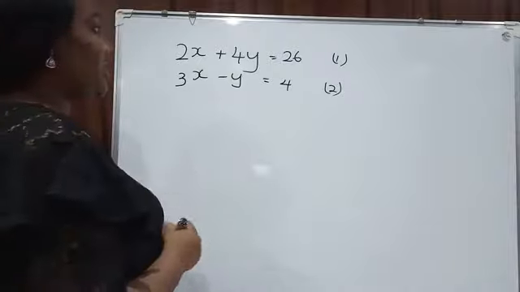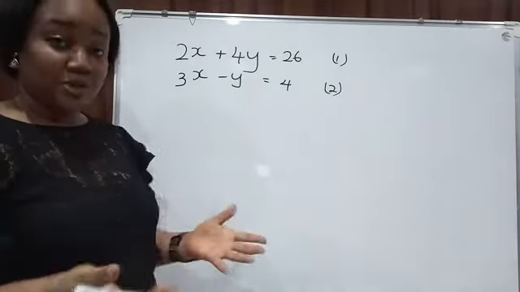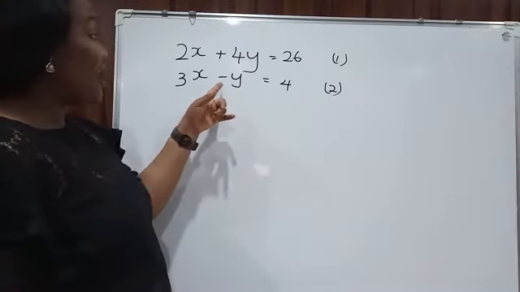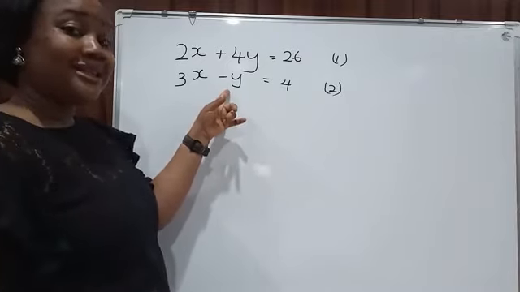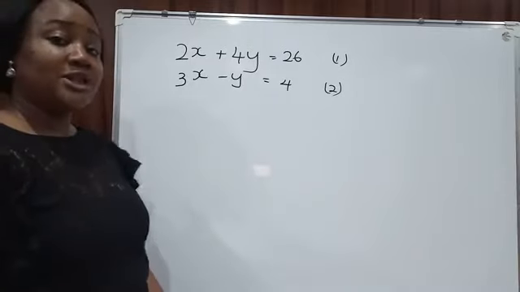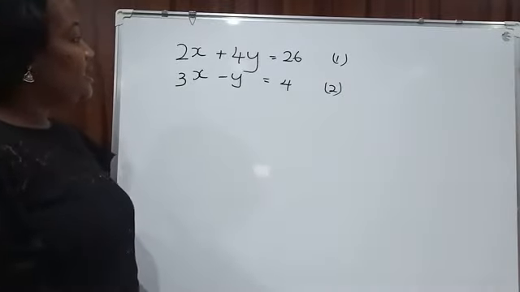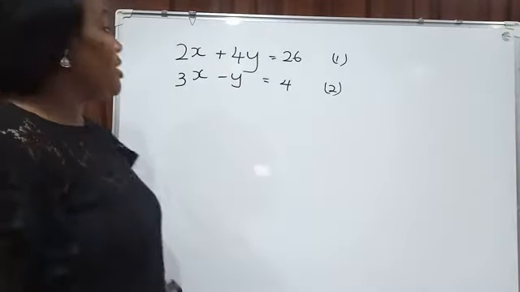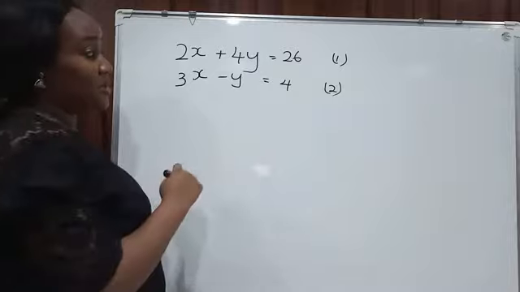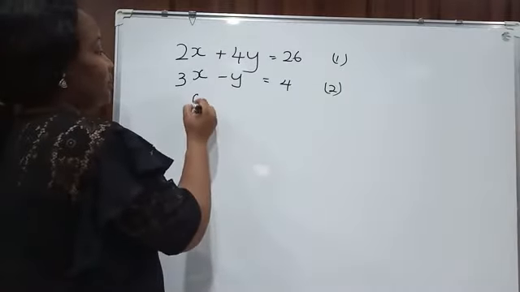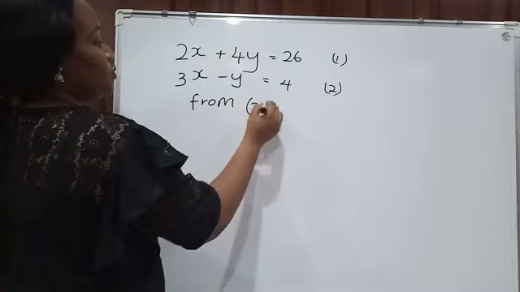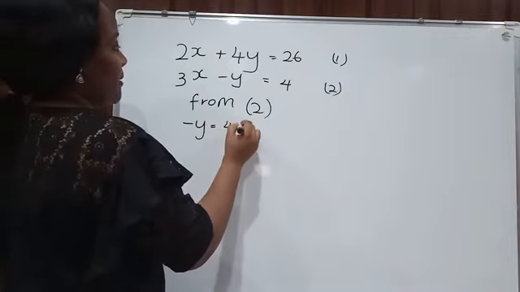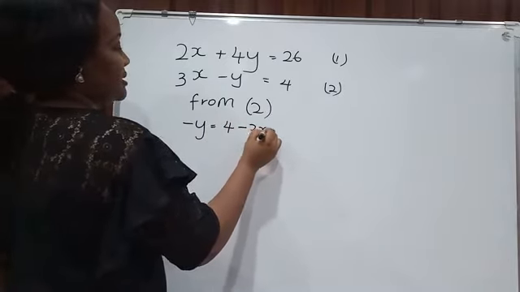So we'll be trying this equation out. Let's solve it using the substitution method. Looking at it, you can see that it's just equation 2 that has something easy for us. Looking at the two equations, let's work with equation 2 and make y the subject of the formula. In making y the subject, we move 3x. So from equation 2, you have minus y equals 4 minus 3x.